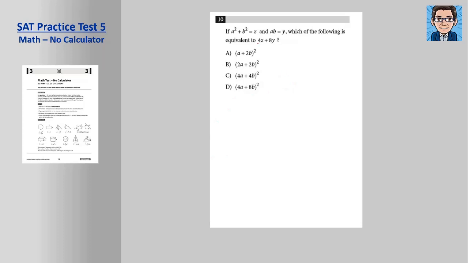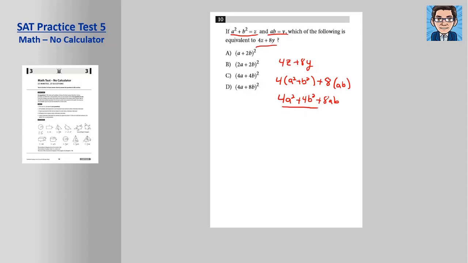All right, in this, we're trying to find 4z plus 8y. So we have the value of z right here, and we have the value of y right here. So to find 4z plus 8y, we just substitute those values in. So for z, a squared plus b squared, so 4 times (a squared plus b squared). And for y, we're substituting in ab. So we get 8 times ab. We're going to distribute the 4.